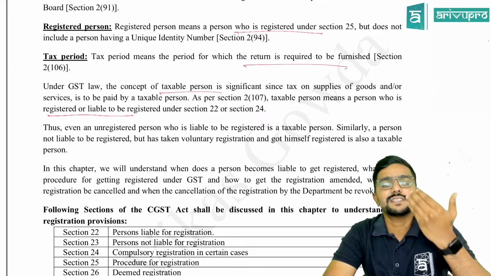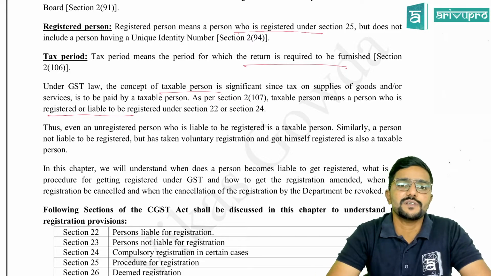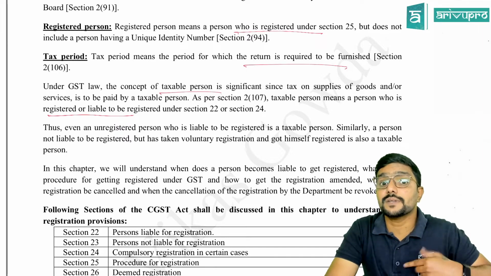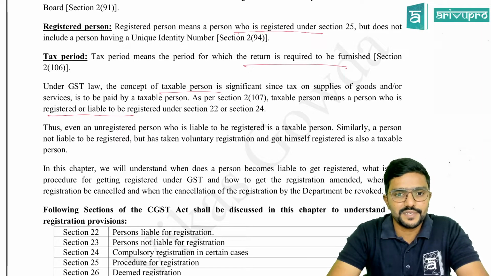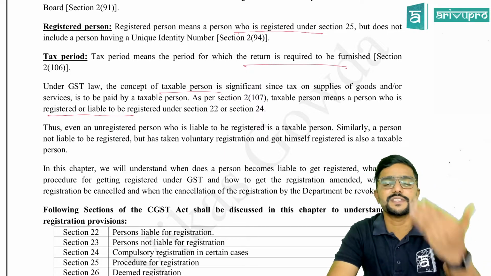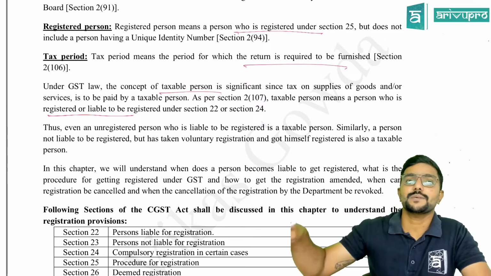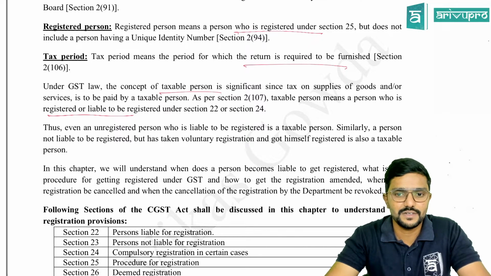For example, sir, I was supposed to get registered under GST, but I have not applied for registration. So am I a registered person? No. But am I a taxable person? Yes, I am a taxable person. Thus, even an unregistered person who is liable to be registered is a taxable person. I was supposed to get registered, but I have not got my registration still. So I am called a taxable person, but I am not a registered person.